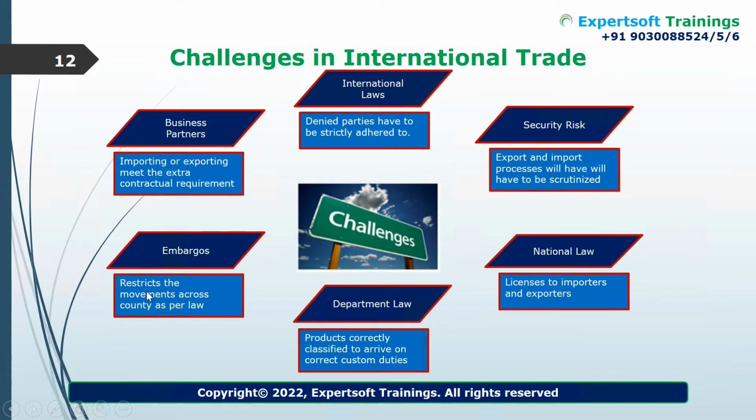So embargoes restrict the movement across countries as per law, right? If there is any country restriction that you need to be aware of, you can easily adhere to that restriction. Then importing and exporting meet the extra contractual requirements. So if you have any agreements between business partners, for example, if a shipment is going out of the US to India, it's a very long route, right? So in that case, what will be the responsibility of an exporter? Till which point of time am I responsible for these goods, and I have to safeguard these goods, basically? Either it is till the port of destination, or it is till the port of departure, right?